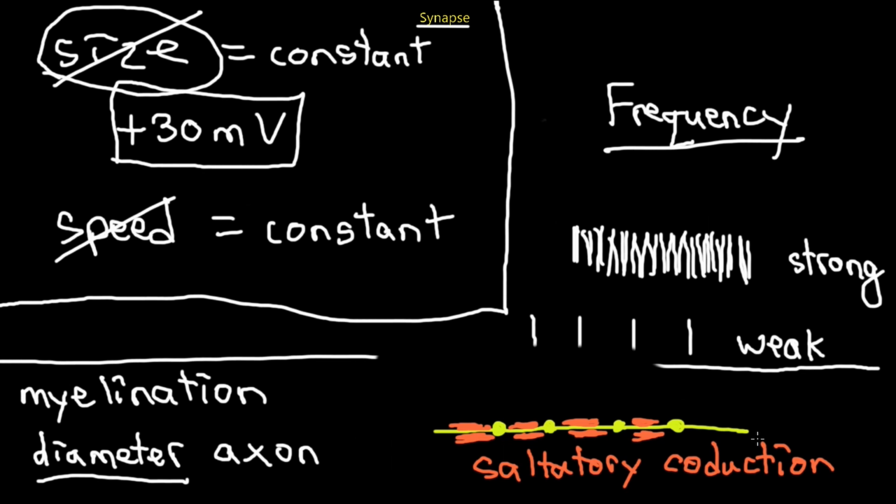So it's very important that our nervous system has these myelinations from the Schwann cells, because they are able to provide much faster signals, and the speed of transmission is going to be way, way faster.